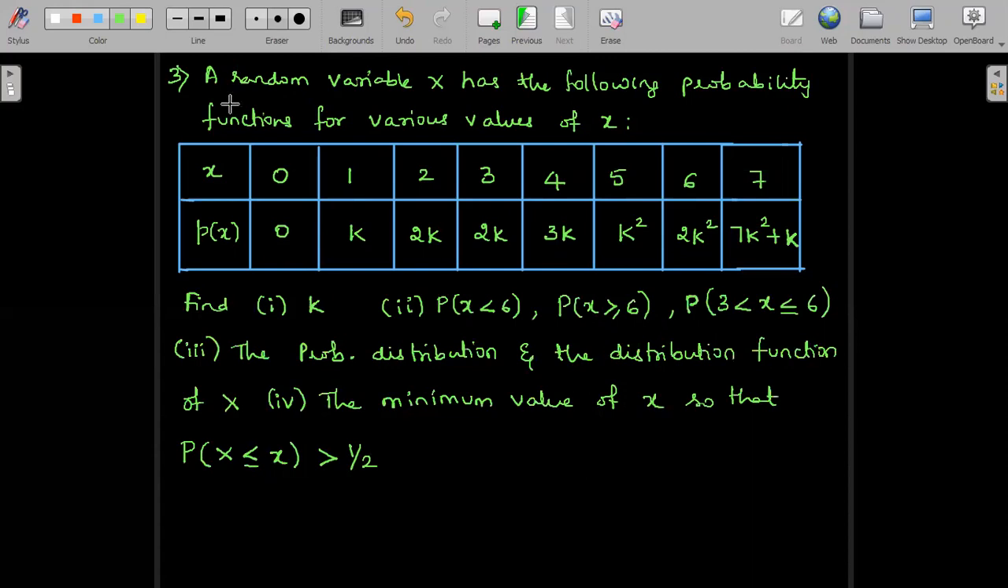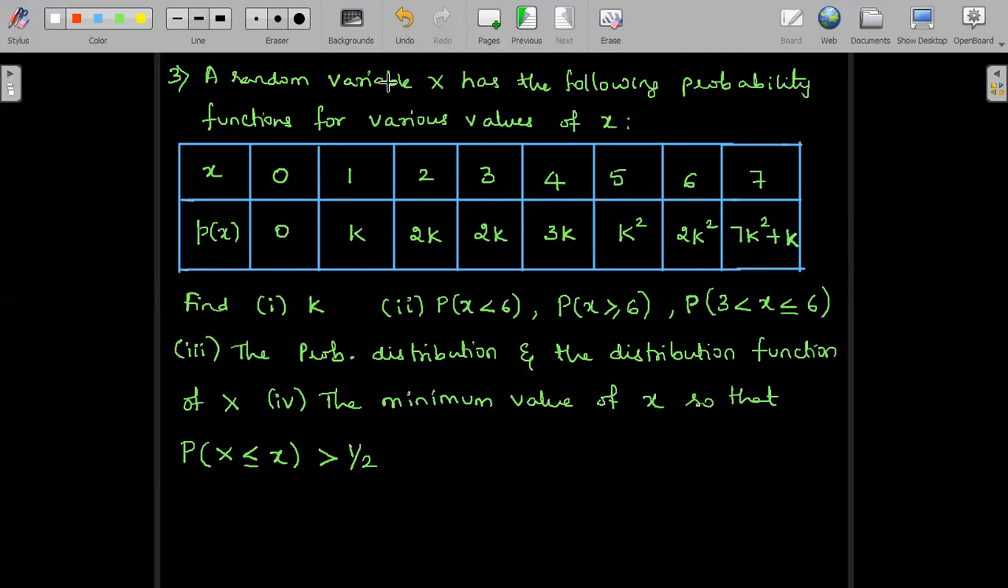Few things we are already aware of from the last problem, few others we need to find out. So first, to find the value of k, it is given that the given table is satisfying a probability function, probability density function, or probability distribution. So the two conditions of probability distribution it has to satisfy: one is P of x greater than 0, the other one is sum of all P of x should be equal to 1. Sum of all probabilities should be equal to 1.